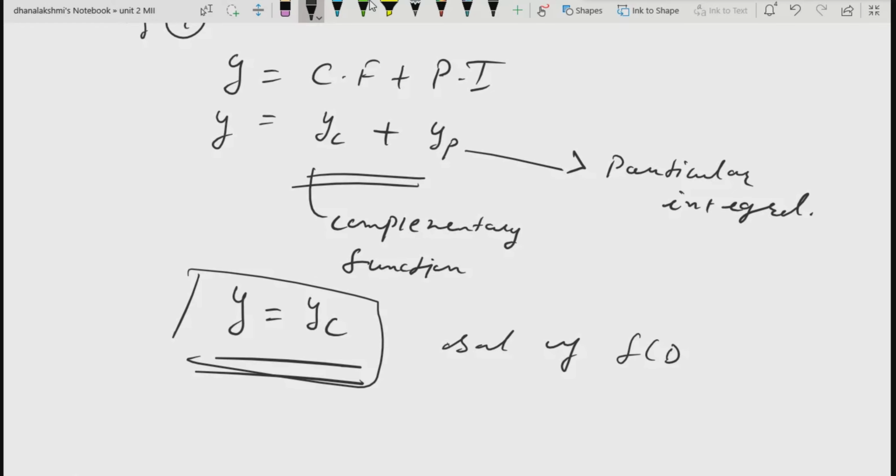Okay, so if you are given f of D y is equal to 0, that is Q of x is 0, then the complementary function itself is your general solution. Now when you will have the second part, y_p, when Q of x is not equal to 0, that means when you are given a non-homogeneous differential equation, then the solution will contain both the parts, complementary function as well as particular integral. Now to find the complementary function for this one, you will first take Q of x equal to 0, solve it, you will get the complementary function, and then you will calculate the particular integral by taking Q of x not equal to 0. Understood?